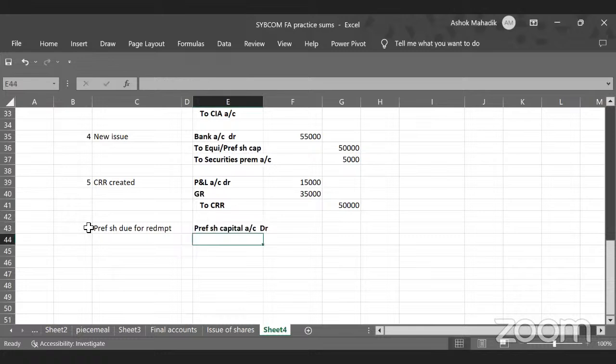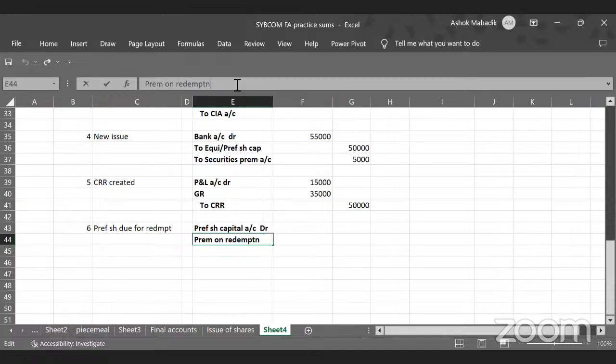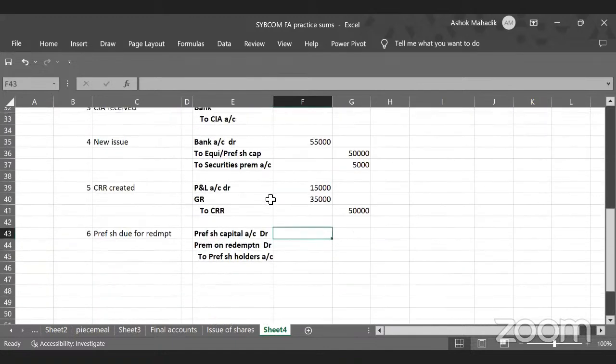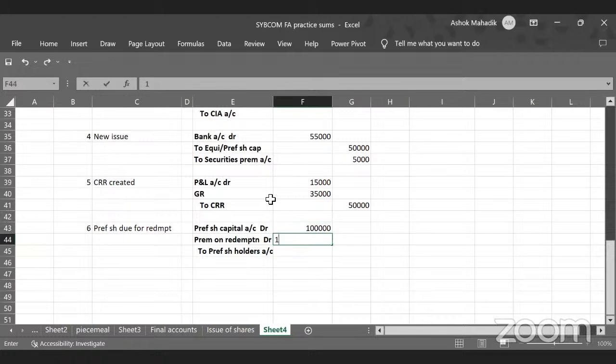We are paying extra, so that's a loss. So premium on redemption will also be debited. Clear? Since it's a loss. To whom is this amount payable? To preference shareholders account. That is the amount that becomes due for payment. What is the amount? I think it was 1 lakh, no? 1,10,000. Capital we are redeeming 1 lakh. Premium we are redeeming 10,000. So total amount payable to preference shareholders is 1,10,000. I hope this is clear.